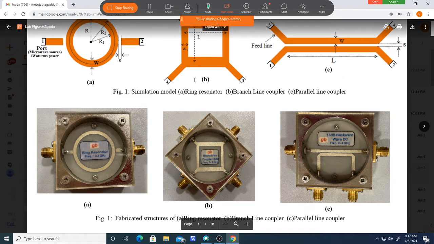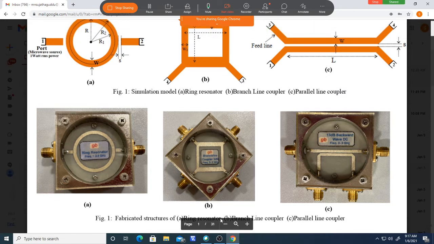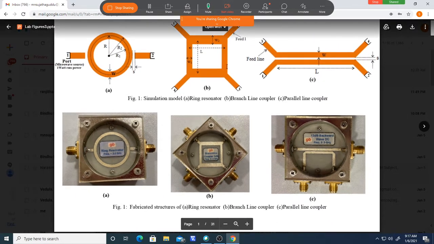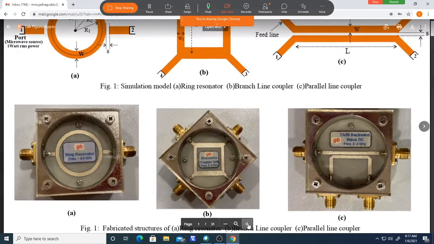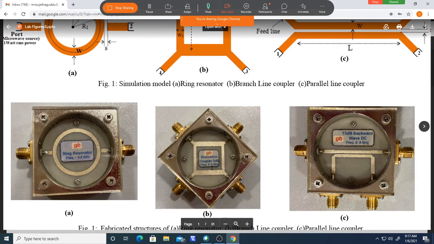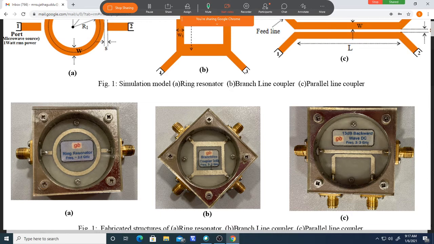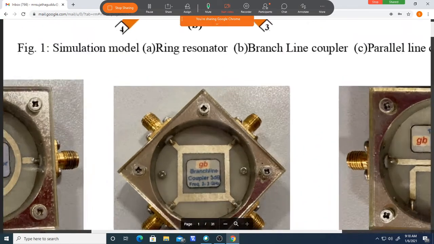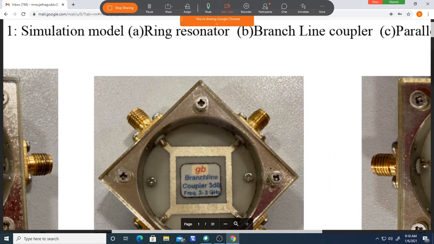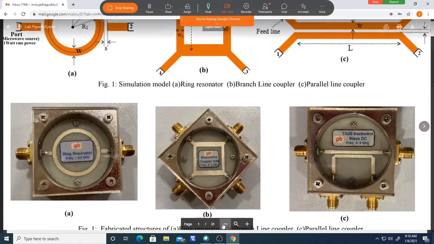So these structures, once we fabricate them, see, if you fabricate this structure, they look like this. This is a ring resonator, this is a branch line coupler, and they have specified here what the resonant frequency is. The two frequencies are 2 to 3 gigahertz. The center frequency is 2.3 gigahertz. It is designed to operate at 2.3 gigahertz center frequency.